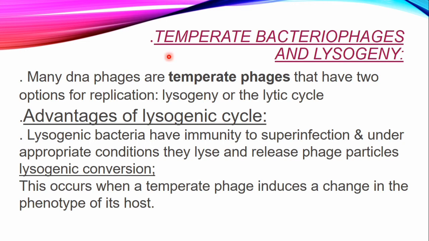Now coming to the next slide, temperate bacteriophages and lysogeny. Many DNA phages are temperate phages that have two options for replication: lysogeny or the lytic cycle. Advantages of the lysogenic cycle: lysogenic bacteria have immunity to superinfection, and under appropriate conditions they lyse and release phage particles. Lysogenic conversion occurs when a temperate phage induces a change in the phenotype of its host.